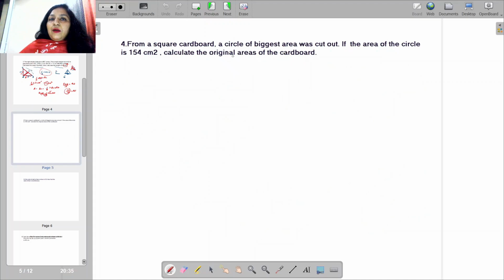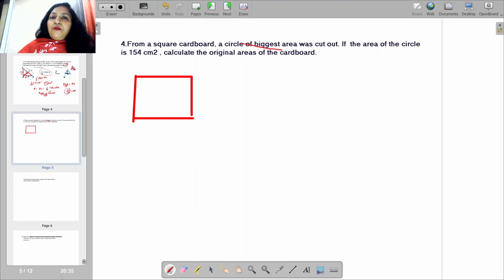From a square cardboard, a circle of biggest area was cut out. If the area of the circle is given, calculate the original area of the cardboard. हमारे पास क्या है, एक square cardboard है. Let me just give you a figure first so that you can relate what the question is saying. Consider this as it is a square.